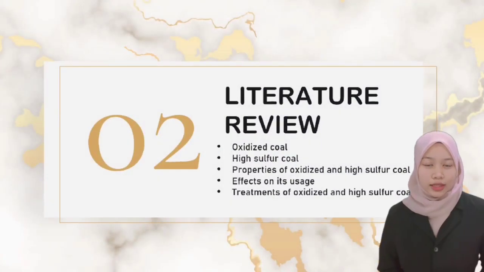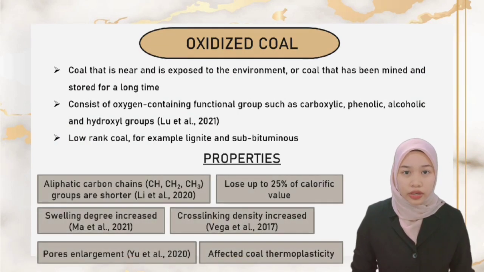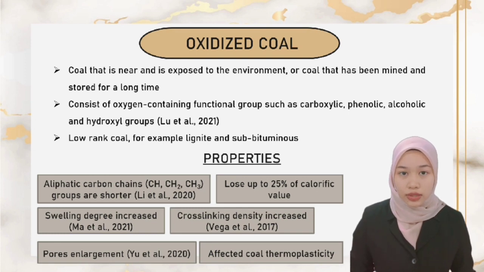In literature review, the topics that will be discussed are the oxidized coal, the high sulfur coal, the properties of both coals, the effects of its usage, and also the treatments for both coals. Oxidized coal is the coal that is exposed to the environment or coal that has been mined or stored for a long period of time. It consists of oxygen-containing functional groups such as carboxyl, phenolic, alcoholic, and hydroxyl groups. To give example, lignite and subbituminous are a kind of oxidized coal.